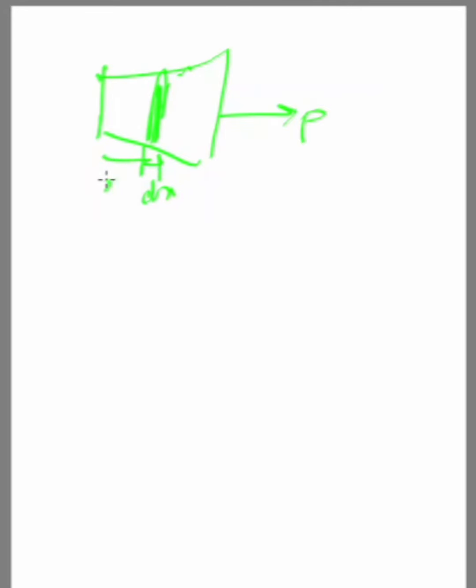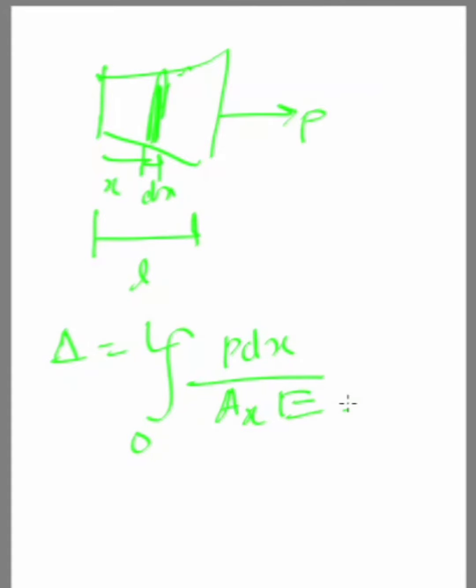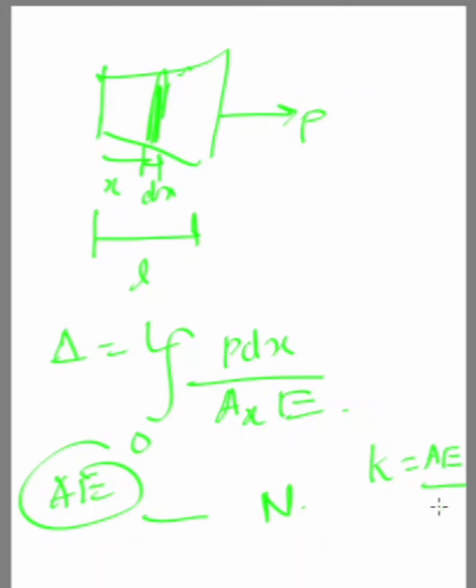Next, you can expect questions on non-uniform bars. At a distance x, with element dx, the deflection equals the integral from 0 to L of P dx divided by AE. And AE means axial rigidity, whose unit is Newton. And axial stiffness equals AE divided by L.